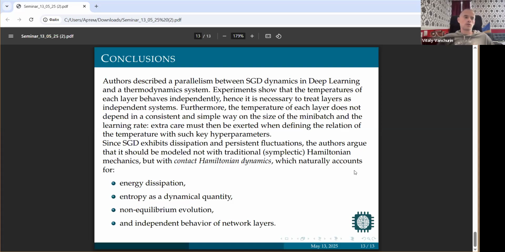Let me just ask one. So in general, the only contact with thermodynamics that I saw is this definition of temperature through the kinetic energy. And it isn't even clear that this is how temperature should be defined, because usually temperature would be the gradient of the internal energy with respect to entropy, right?